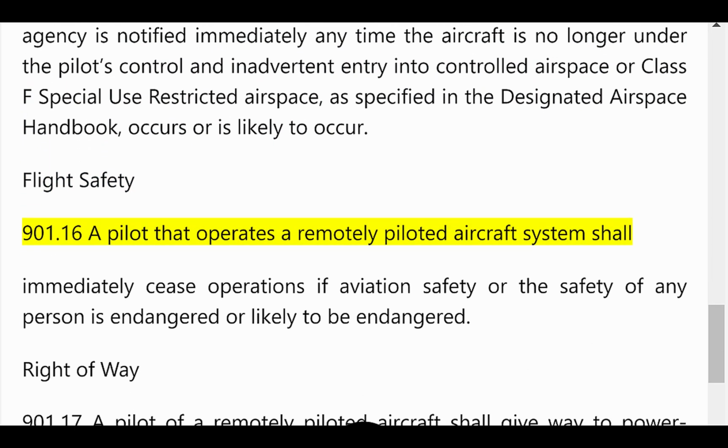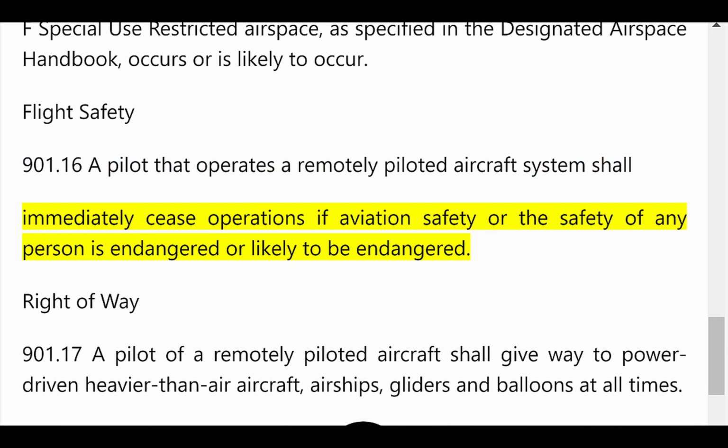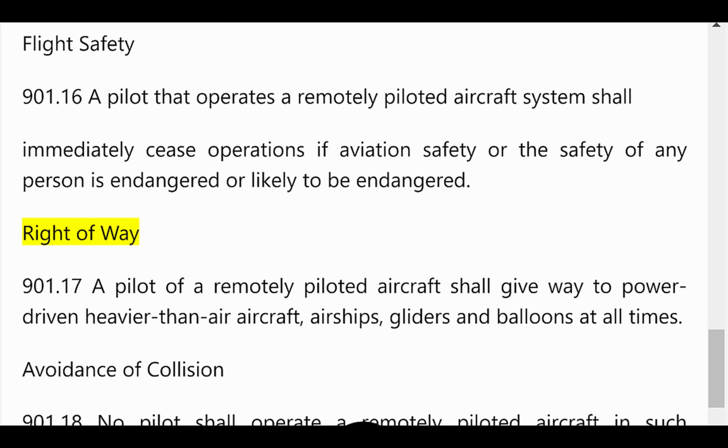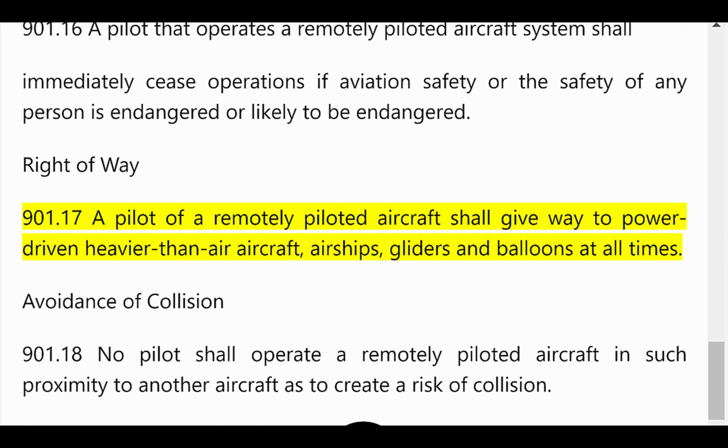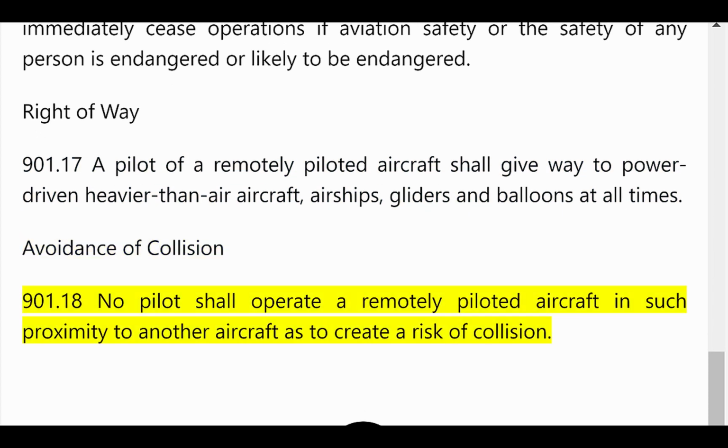901.16 A pilot that operates a remotely piloted aircraft system shall immediately cease operations if aviation safety or the safety of any person is endangered or likely to be endangered. Right of way. 901.17 A pilot of a remotely piloted aircraft shall give way to power-driven heavier than air aircraft, airships, gliders and balloons at all times. Avoidance of collision. 901.18 No pilot shall operate a remotely piloted aircraft in such proximity to another aircraft as to create a risk of collision.